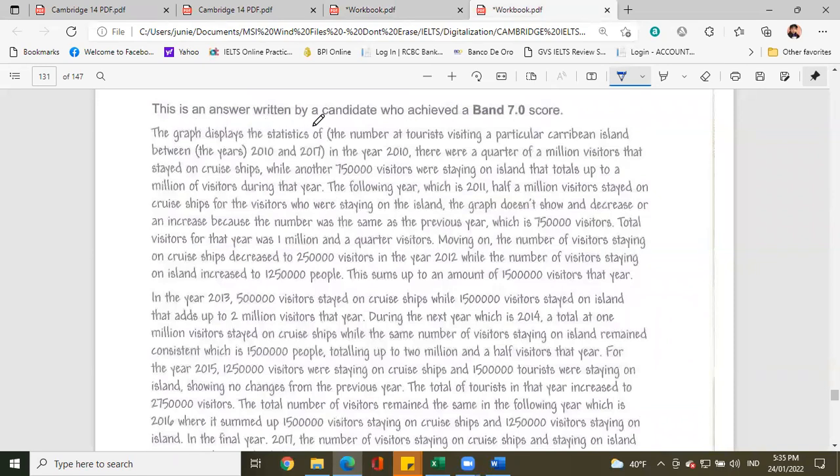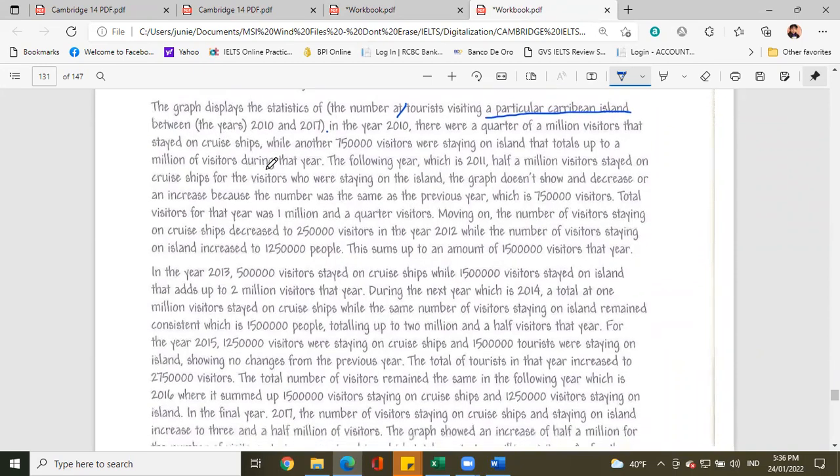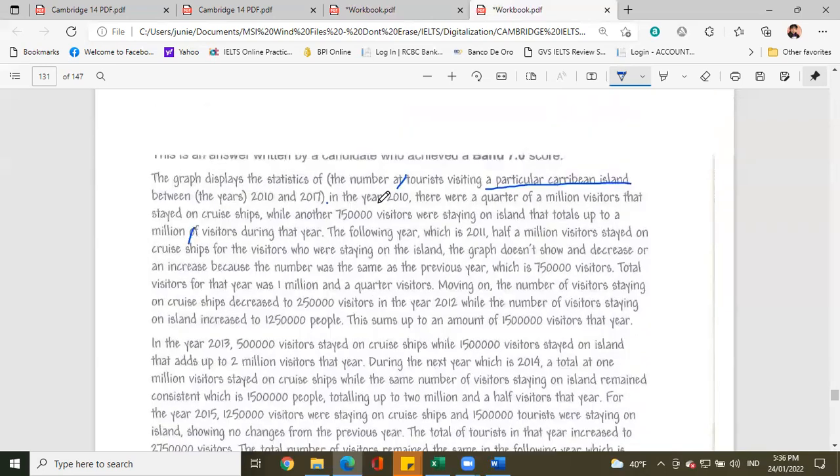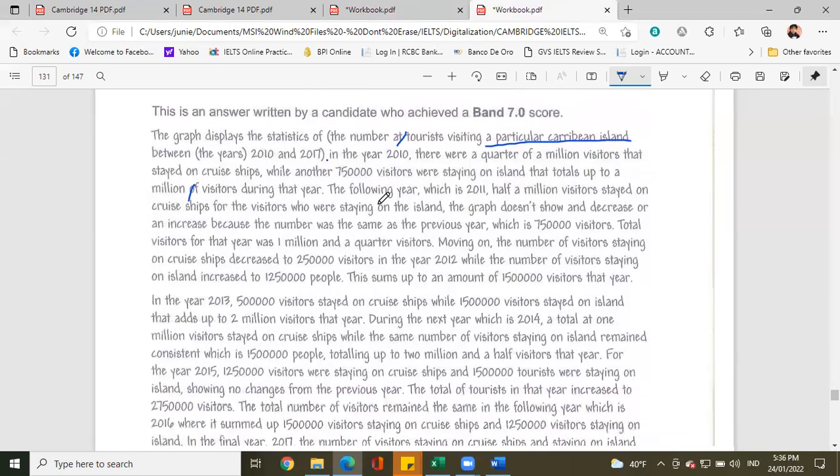The graph displays the statistics of the number of tourists visiting a particular Caribbean island. I like the way he said that, a particular Caribbean island. Between the years 2010 and 2017. Period dapat yun. In the year 2010, there were 250,000 visitors that stayed on cruise ships, while another 750,000 visitors were staying on an island or the island that totals up to 1 million. Ano bang grade nito? 7 siya, ha? Magaling pa kayo dyan, no? Million of visitors. Ano ba yun?